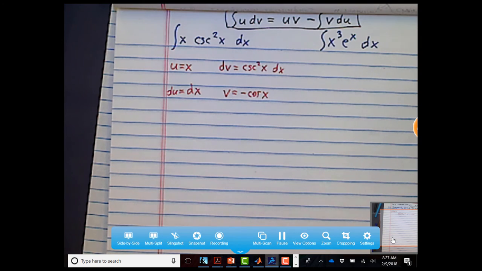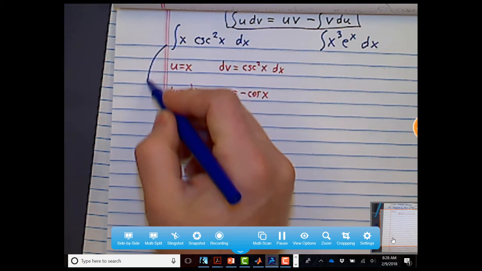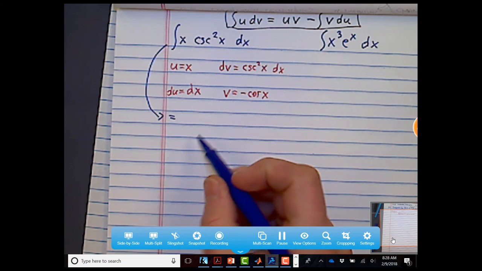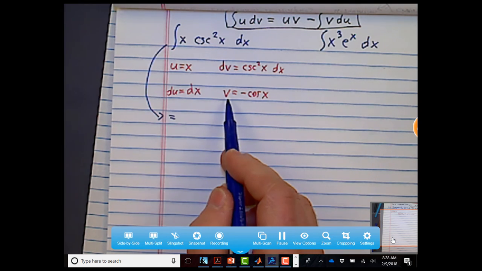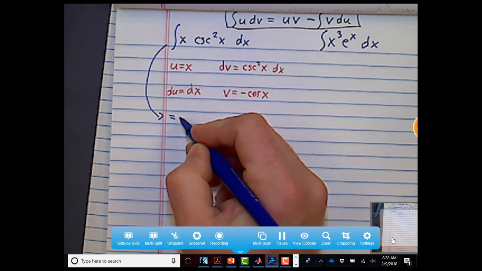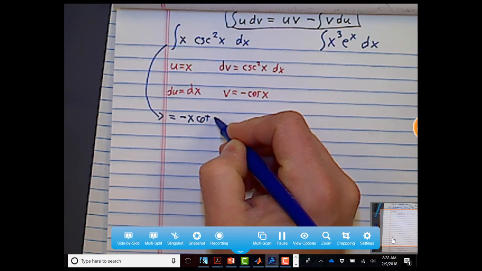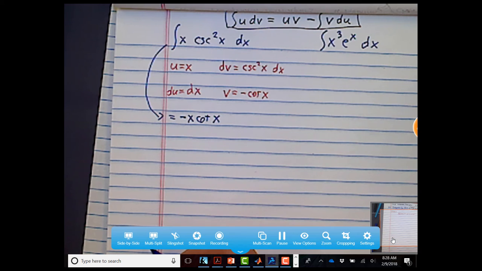So, back to my problem here. x times cosecant squared x equals u times v. So look at this. You have a u up here and you have a v down here. So I'm going to write negative x times the cotangent of x. That's interesting.